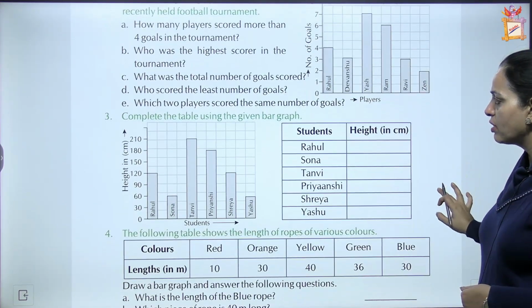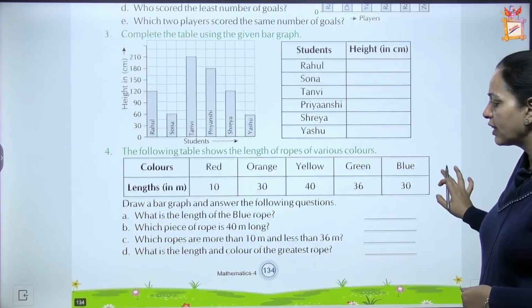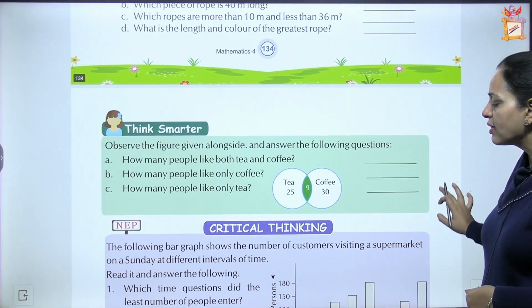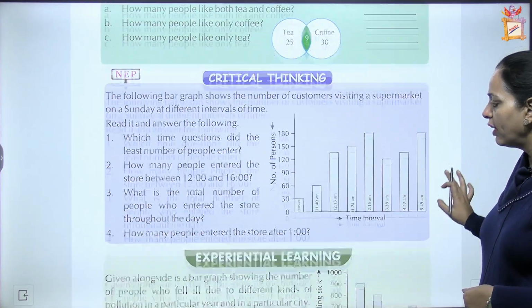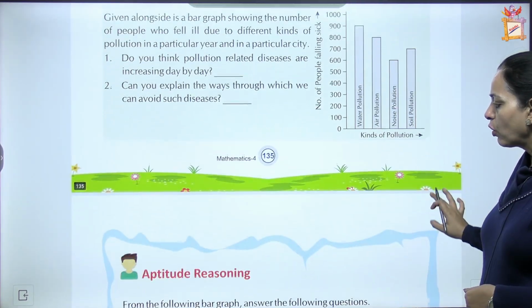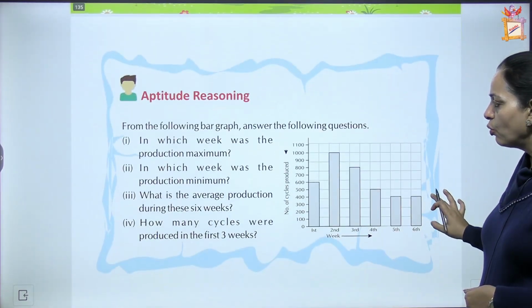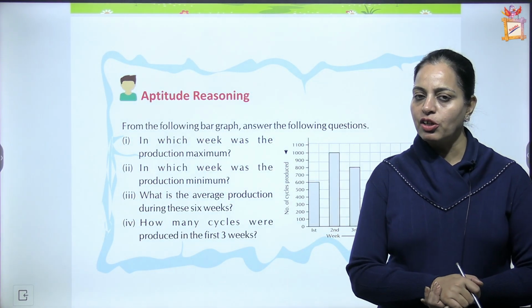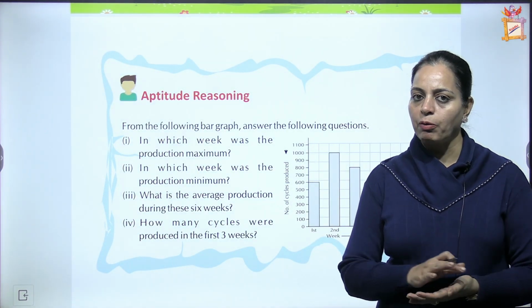Very easy and interesting. ऐसे आप third and fourth कर सकते हैं. Very simple, very interesting. Think smarter, try this also. Critical thinking is also here. Experimental learning. So I hope the concept is very much clear to you. Aptitude reasoning is also here. So I hope the concept is very much clear to you. So try such type of questions.